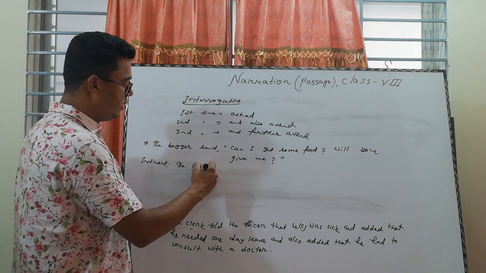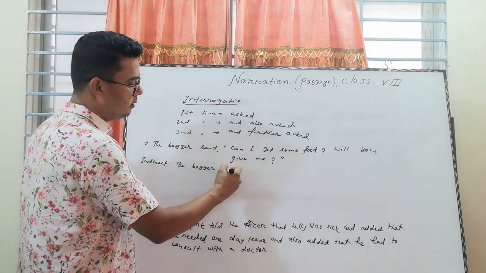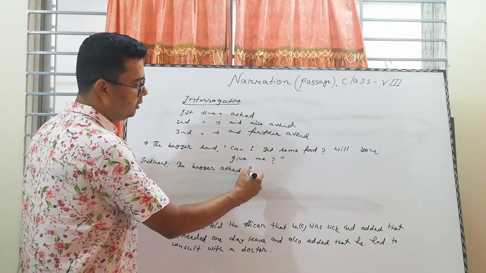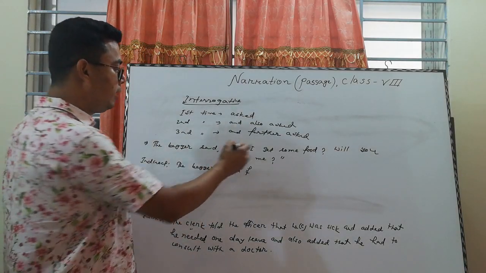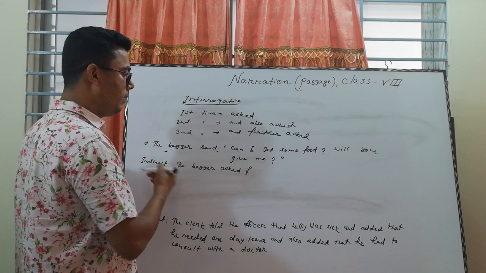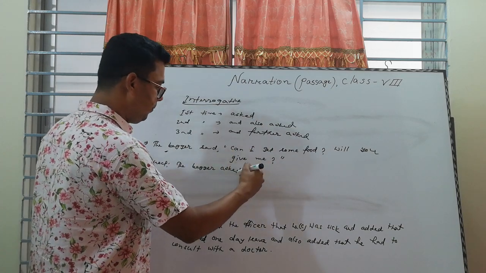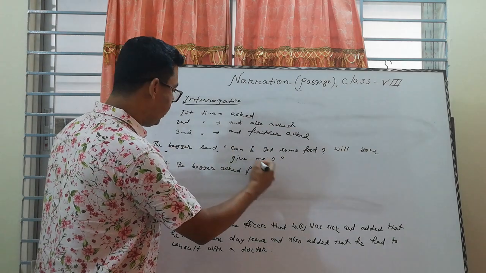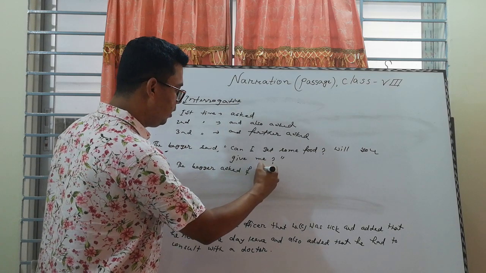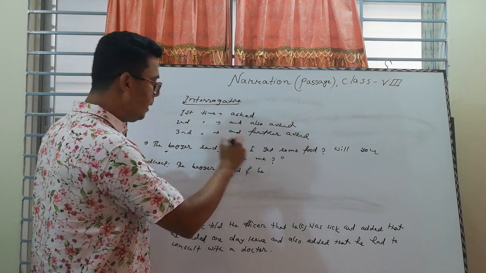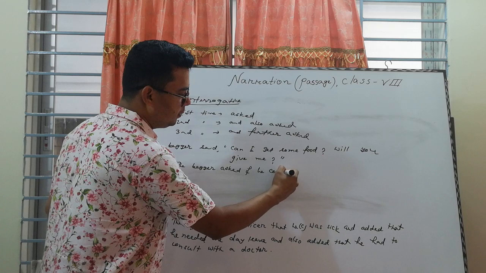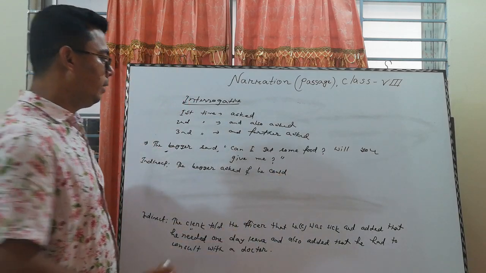The beggar asked. Conjunction is if. I should be converted to the beggar, I should be converted to he, then it should be he. Can should be converted to could, then get some food.